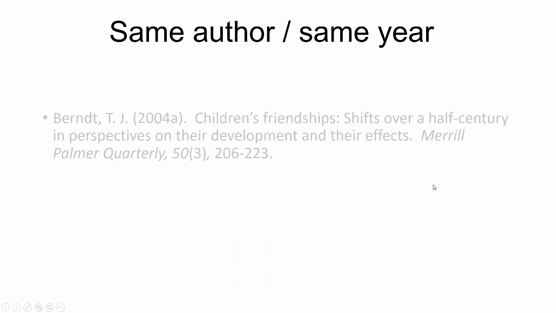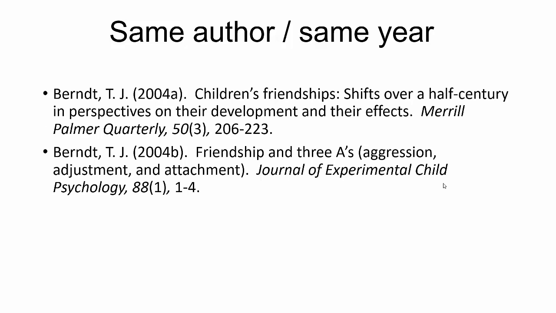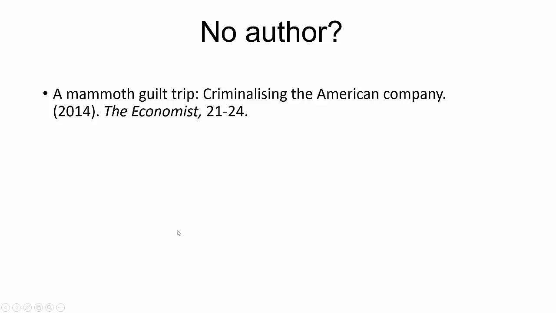You might run into a reference list that has the same author and same year. All you have to do is add the letter A and the letter B to the date within the parentheses. They are listed in alphabetical order by the first word in the article title. You might also have no author. If that's the case, you now move the title in front of the date.